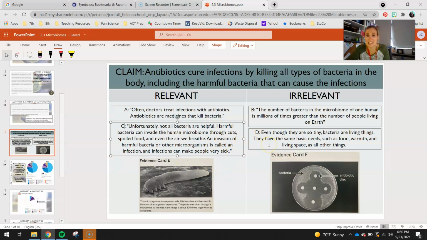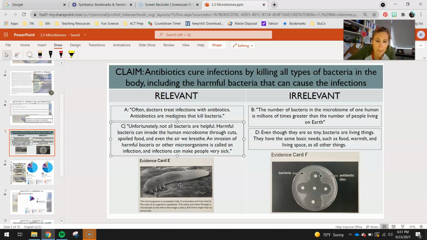And evidence card D: even though they are so tiny, bacteria are living things. They have the same basic needs such as food, warmth, living space as all other things. And then we've got evidence card E. You guys have this picture, which you have seen something similar to. That is one of those eyelash mites that I showed you guys in 1.1.